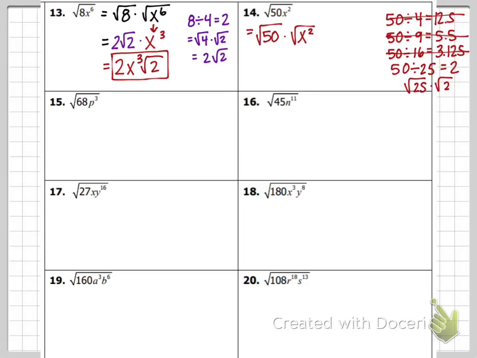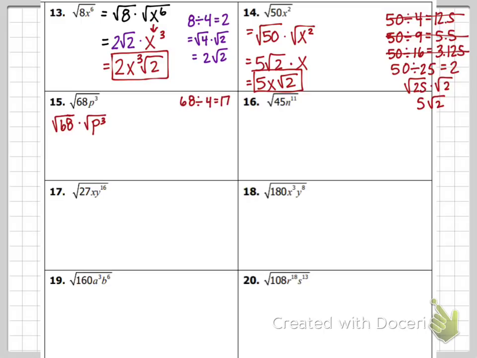That means the square root of 25 times the square root of 2 is going to be our answer. And we know the square root of 25 comes out 5. So 5 square root of 2, that's what 50 is simplified to. And then square root of x squared is just going to be x. We divide this by 2. I'm going to take my two numbers on the outside and multiply them together, and then I'm going to put the square root of 2 at the end.